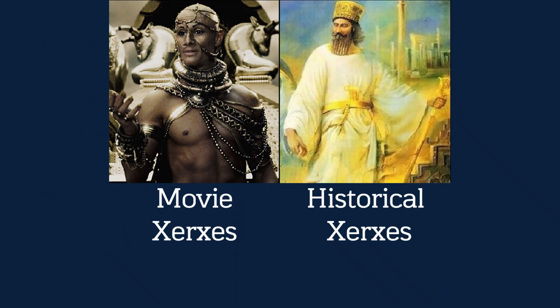Now, there is a Hollywood movie known as 300 about the Spartans and the combat at the Battle of Thermopylae, and they have King Xerxes shown on the left. However, historically, this is nothing like what he looked like. He looked more like the photo and the painting on the right, with a heavy beard and wearing much more clothing than portrayed in the movie.